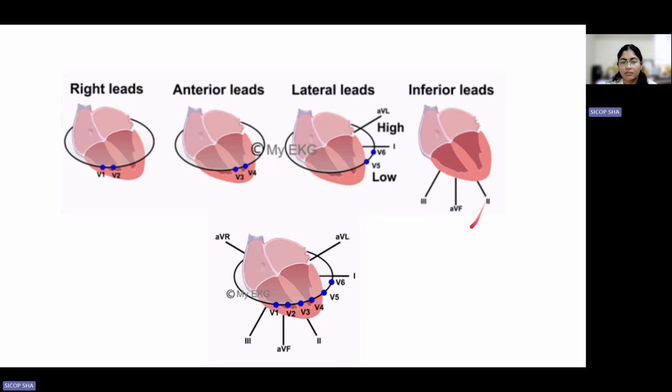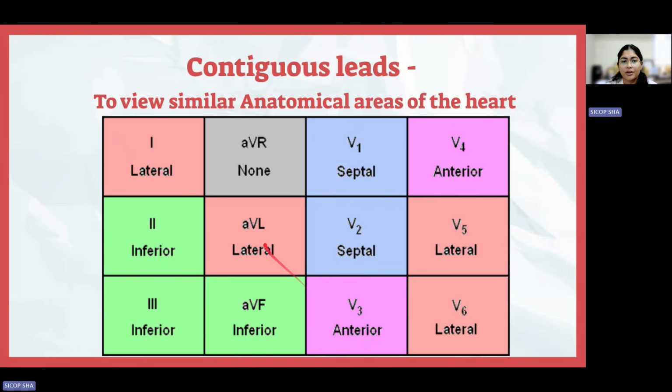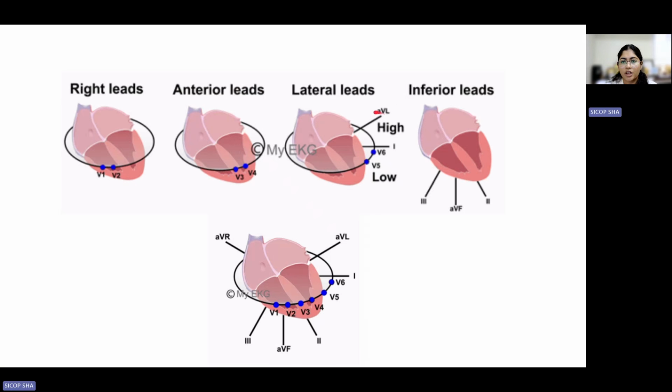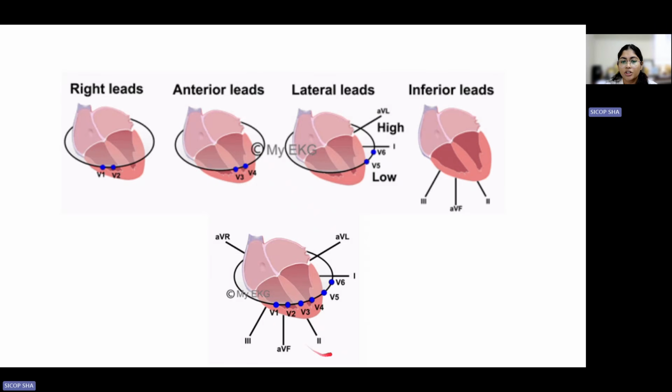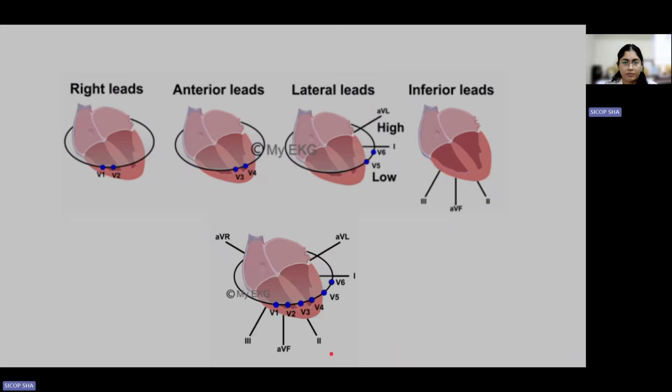Okay, 2, 3, AVF over here. And followed by your 1, AVL, V5 and V6, which show your high lateral and low lateral leads. Okay, so this is how your leads are represented in your ECG. AVR usually has no function because it is placed at the back. Your second lead is important because it passes completely through the heart. That is why your second lead activity is very important.